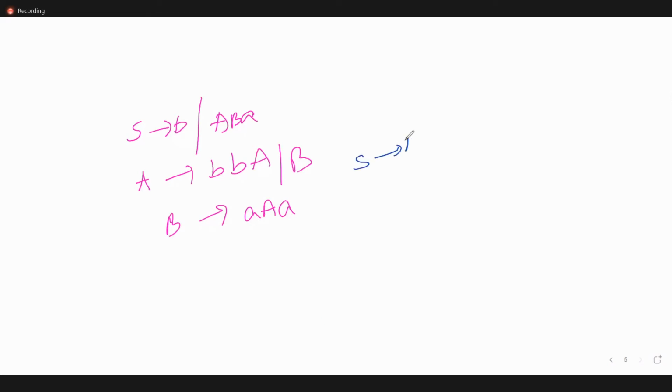S tends to B, which is already in GNF. Next, in GNF, if we take Y as small b and capital A, then A will be small b and capital Y. Y tends to small b and capital A. So from S, it will be small b capital Y.